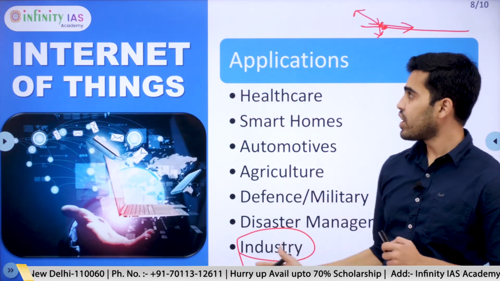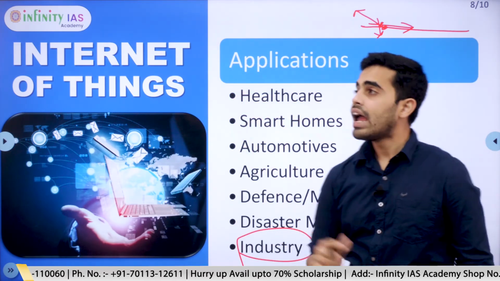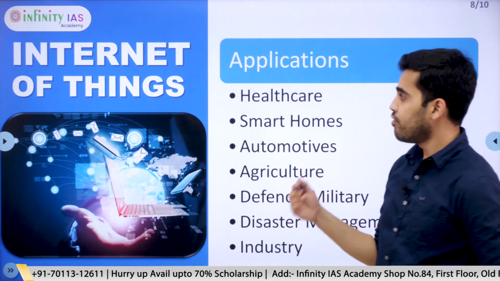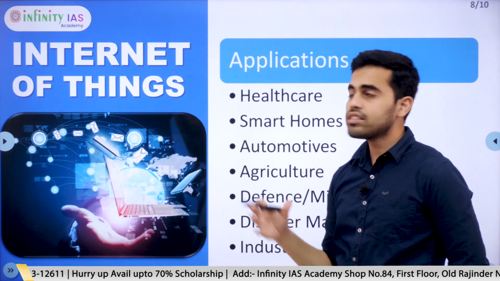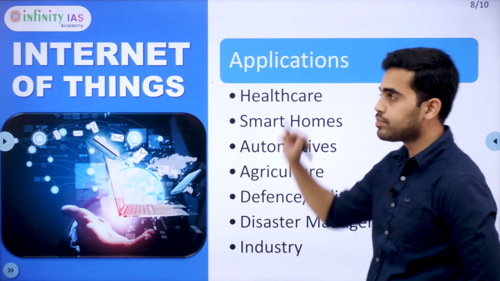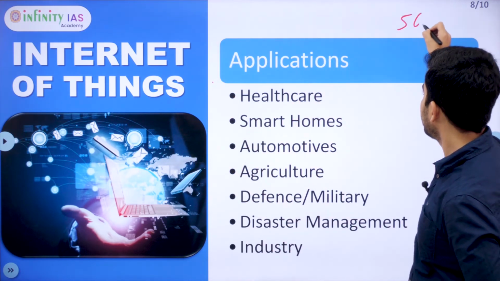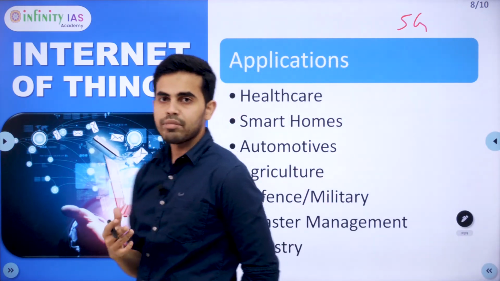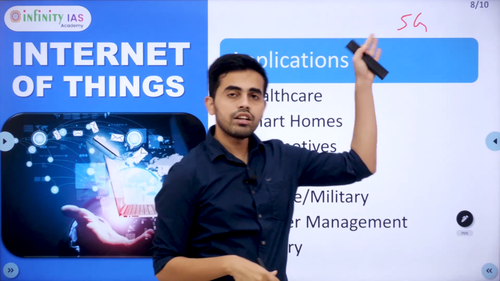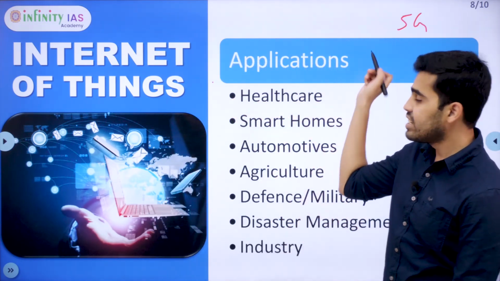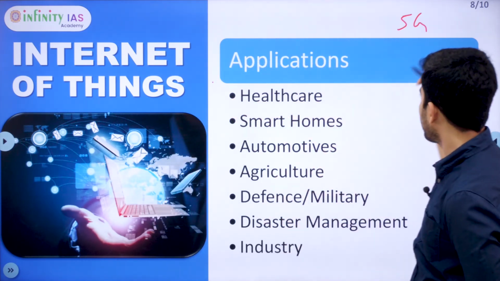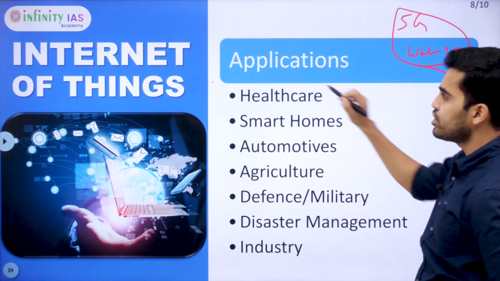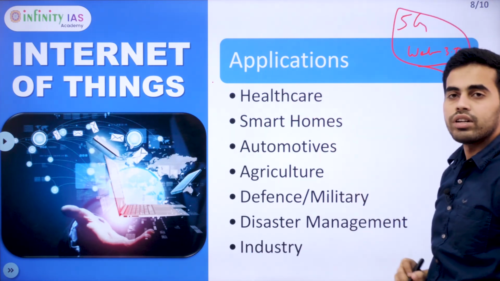So these are some of the applications of Internet of Things, and as we have seen in the previous lecture, we need certain things for this to take off. For example, 5G technology. So in the mains examination, we need to mention all these things: 5G technology or Web 3.0, such technologies in conjunction with any question on IoT.